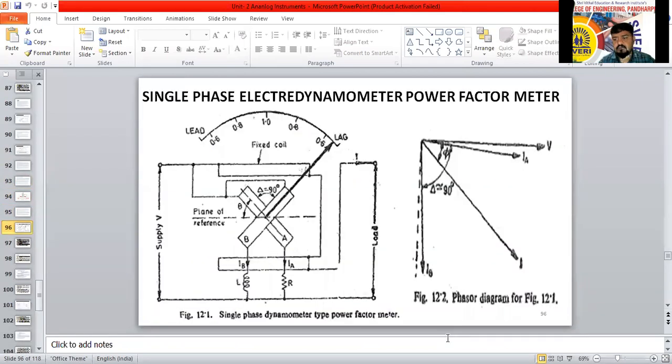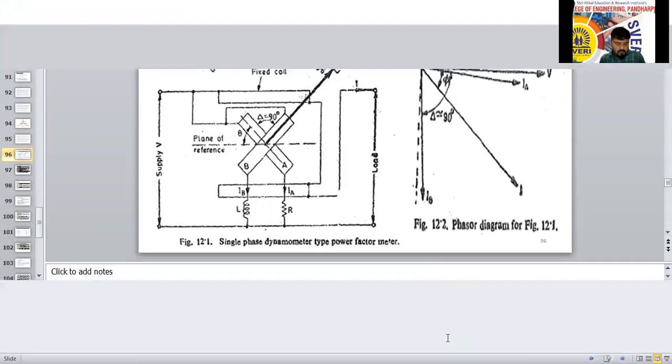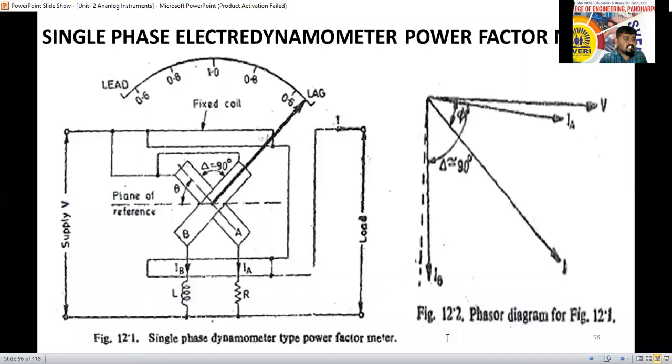So in today's class, we are going to discuss the single phase electrodynamometer power factor meter. That is what we are going to call it here.